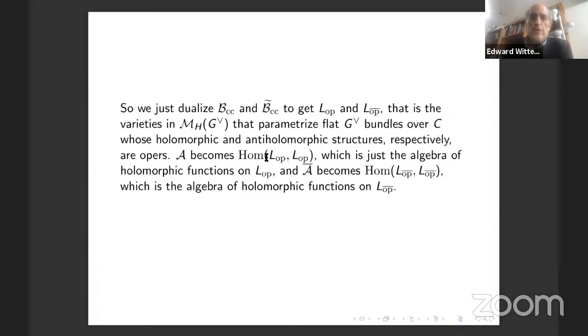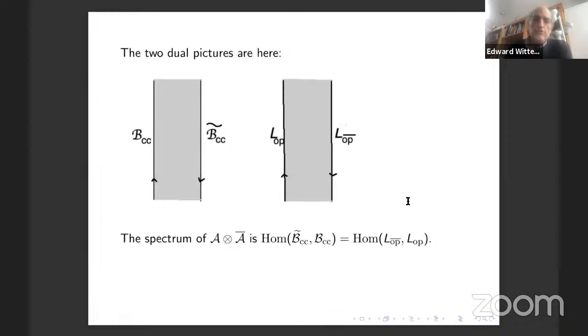So A becomes Hom from the variety of Op pairs to itself, which is just the algebra of holomorphic functions on the variety of Op pairs. And A bar becomes the opposite, the holomorphic functions on the variety of anti-holomorphic Op pairs. So here are the dual pictures. We have a strip. In one picture, we have the coisotropic brane and its opposite. In the other picture, we have the variety of Op pairs and its opposite. So the spectrum of A tensor A bar is Hom from the variety of Op pairs with opposite complex structure to the variety of Op pairs with ordinary complex structure.